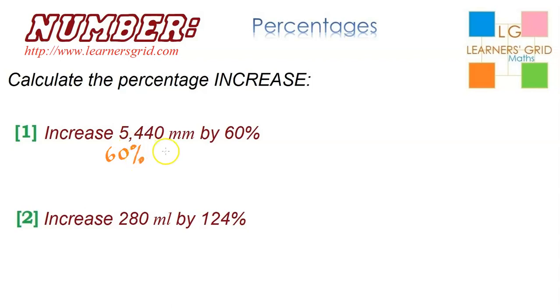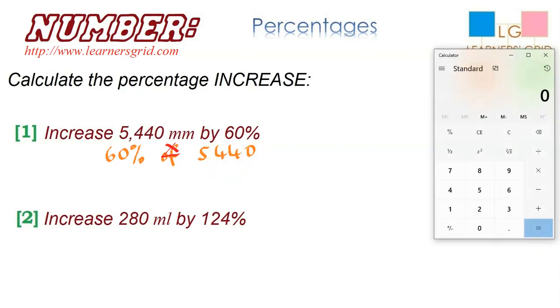So 60% of 5,440. Now, when it comes to using this, I have to remember that "of", in this case, is just another word for to multiply. Okay, so it'll be 60% multiplied by 5,440. So let's just do that. 60%, 60 multiplied by 5,440. Hit the percent button, hit the equals button, 3,264.